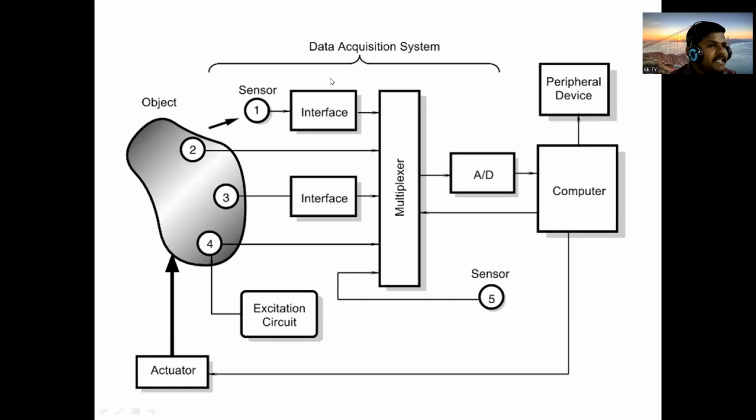Some sensors have an output in analog form, so we want to convert it into digital, and for that we are using an analog to digital converter. If some sensor output is already in digital format, we do not require an analog to digital converter. We directly feed the output obtained from the sensor to the multiplexer. After the multiplexer, we feed it to the computer or microcontroller device.